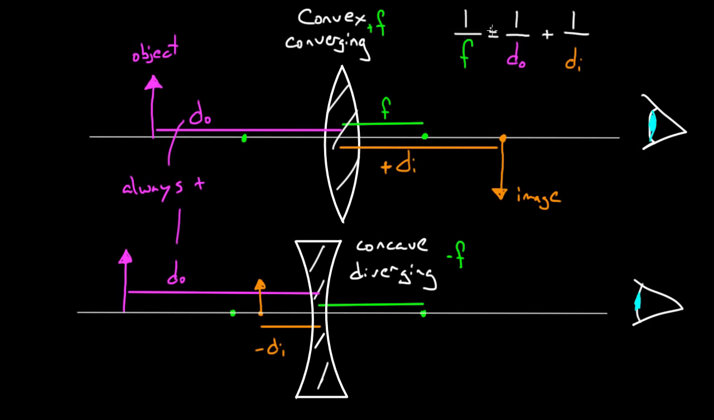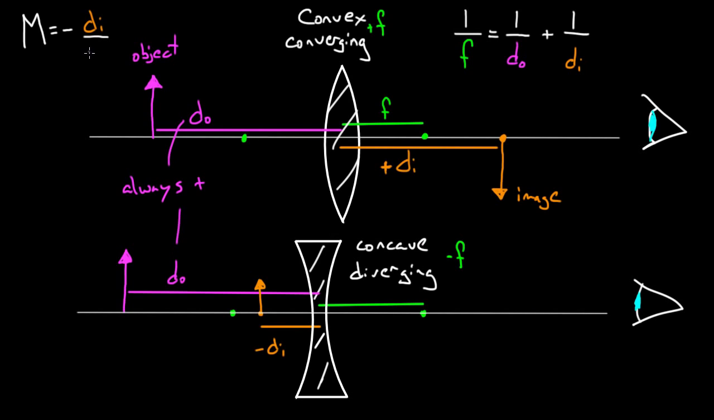But notice something: this formula is only giving you these horizontal distances. It tells you nothing about how tall the image should be or how tall the object is. To know about the height, you'd have to use a different formula. That other formula was the magnification formula, and it said the magnification, M, equals negative the image distance divided by the object distance.